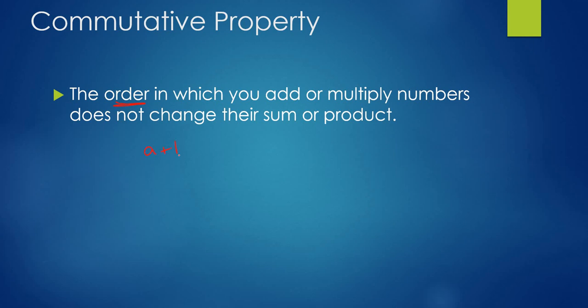So for addition, we're saying that A plus B is the same as B plus A. Or 3 plus 2 plus 1 is the same as 2 plus 1 plus 3. And we can do the same thing with multiplication. 3 times 6 times 2 is the same as 3 times 2 times 6. I'm just changing the order, doesn't affect the product or the sum.